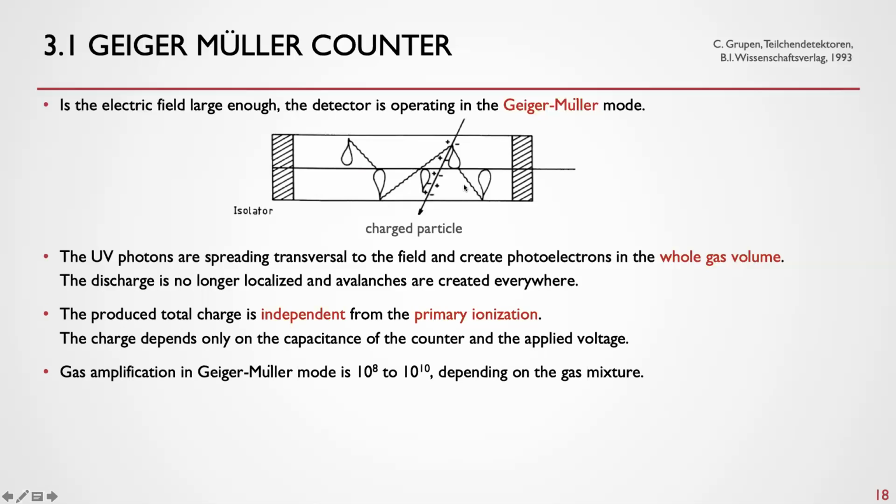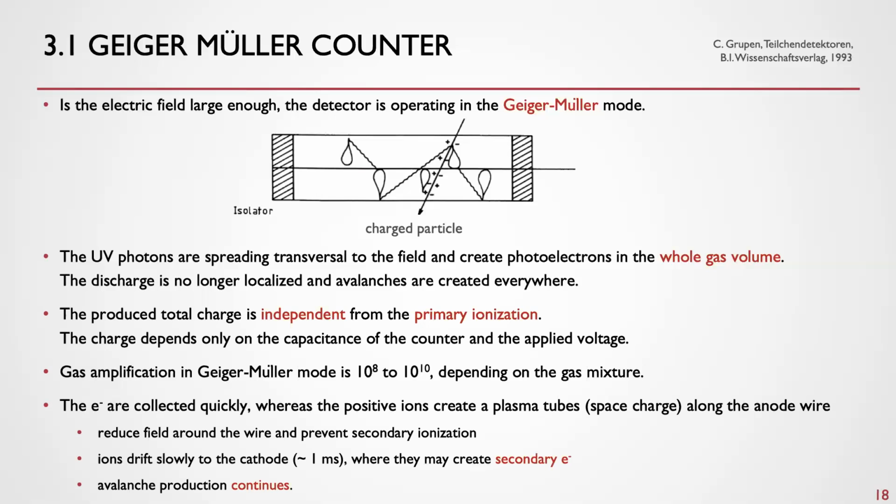Gas amplification in Geiger-Müller counters is 10 to the 8 to 10 to the 10. It depends a little bit on the gas mixture. But these are counting operators, and they have a very long dead time, because after the capacitance has been depleted, the whole gas volume is still filled with ions. Those need to be absorbed, and then the capacitance has to be charged again.